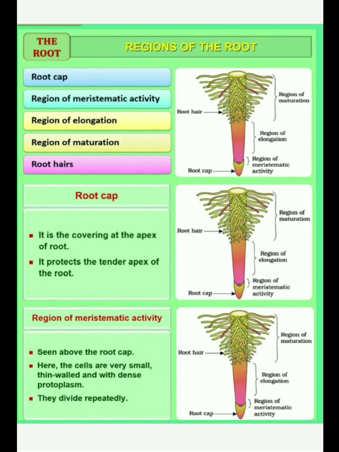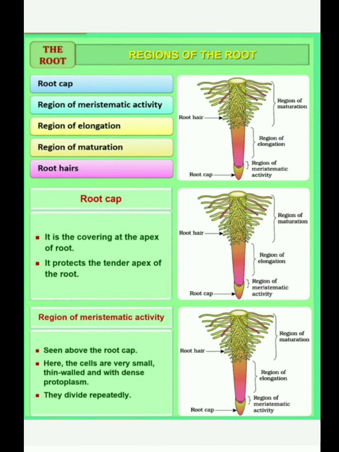Now that we are done with the kinds of root systems, we will see the regions of the root. The root has different regions. They include root cap, region of meristematic activity, region of elongation, region of maturation and root hairs as well. We will go from the bottom, from the very basic part. The very first part we are going to discuss is the root cap.